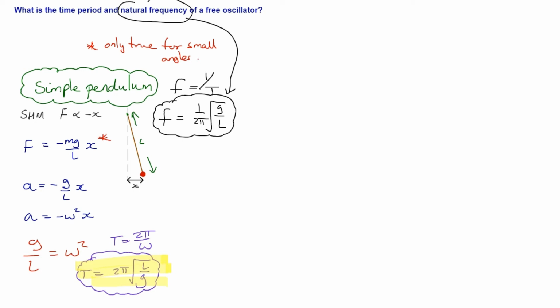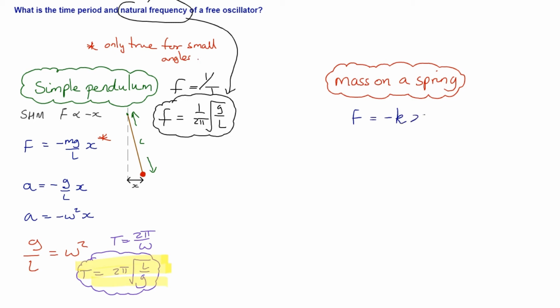So let's look at a mass on a spring and do the same thing. Okay, so a mass on a spring, well, this is kind of easier, and you do need to be able to derive this, the time period and natural frequency equation for a mass on a spring. It's a more straightforward derivation. Well, for a mass on a spring, we know that fundamentally it obeys Hooke's law. So we've got that F equals minus kx, where k is the spring constant.